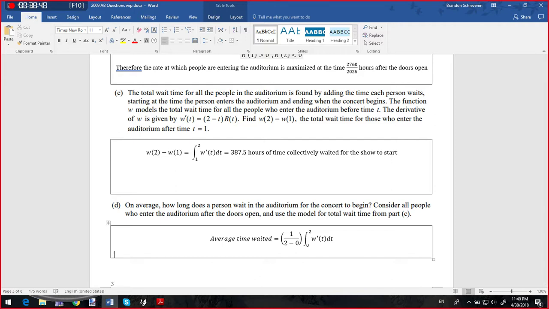That's not actually what the question's asking for, though. The question wants how much time a person actually waited in the auditorium. So I think we need to divide that by the number of people that we have in the auditorium from 0 to 2 on average. So this is the average time waited collectively.